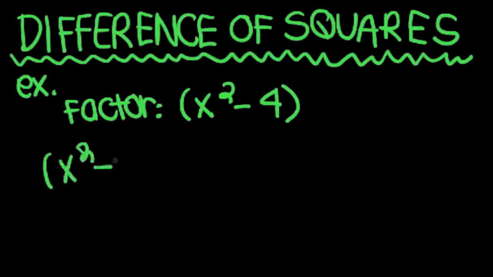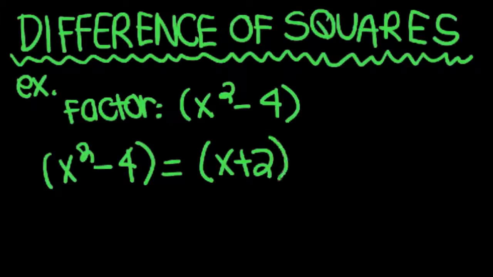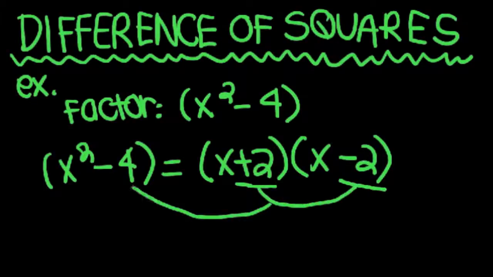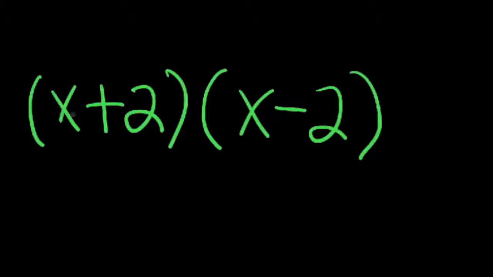We have x squared minus 4. Now the idea behind a difference of squares is we take our square, 4, and we use the positive and negative term and FOIL. So we have x plus 2 and x minus 2. This is going to equal x squared minus 4.